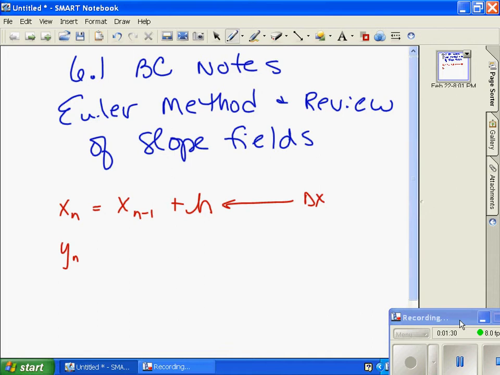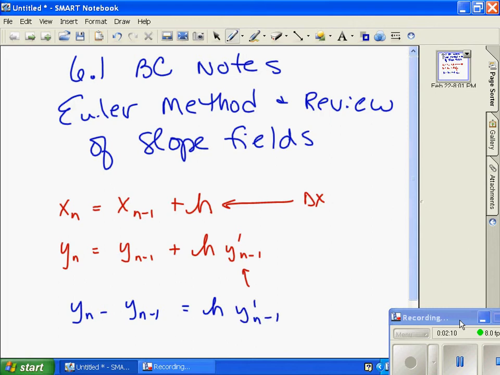If I have my y sub n, what I have is my y sub n minus 1. Again, this is a recursive formula because I'm just referring to the previous term, plus h, which is my delta x, times my y prime, my derivative of the previous term. This reminds me of my slope formula, y equals mx plus b, where m is my slope. If I rearrange this formula, I have y sub n minus y sub n minus 1 equal to h times y prime of n minus 1.